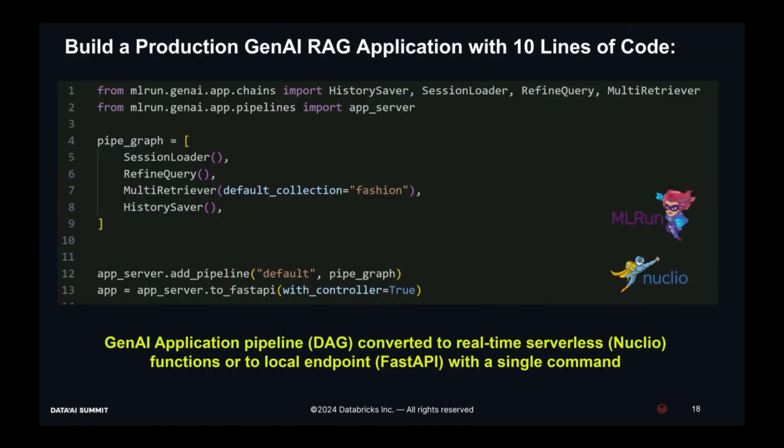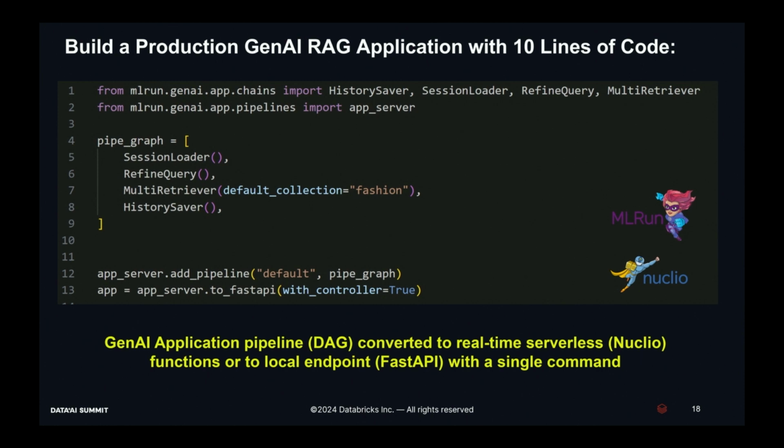The next thing is building the application pipeline. MLRun has a serverless engine underneath that can compose DAGs or real-time pipelines. We integrated it with LangChain, so we can put different steps in the DAG that are essentially LangChain components. In order to build a full GenAI application, I need about 10 lines of code.